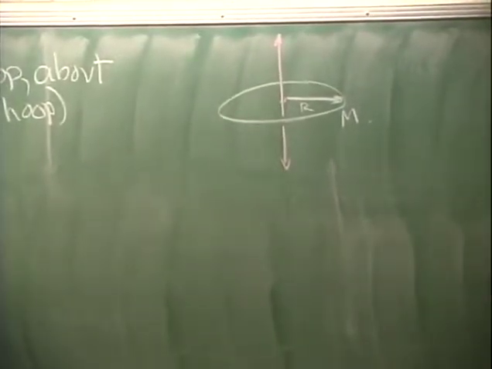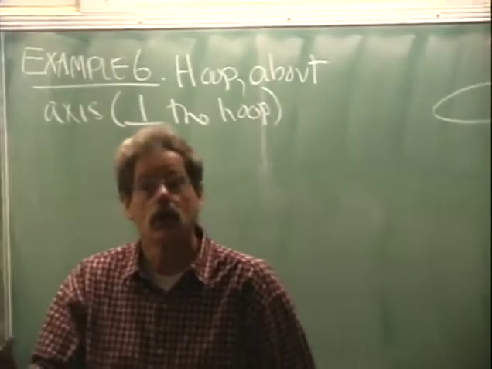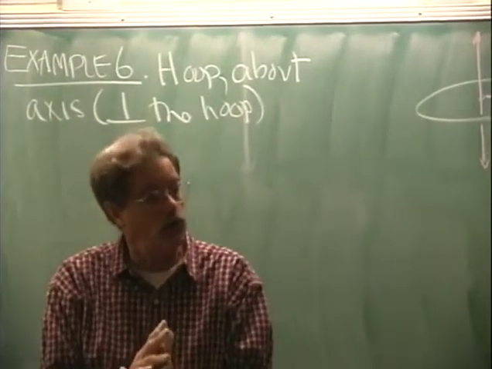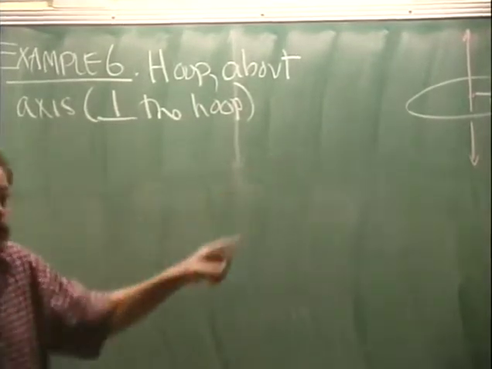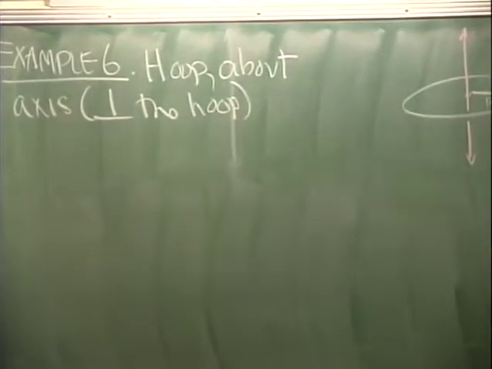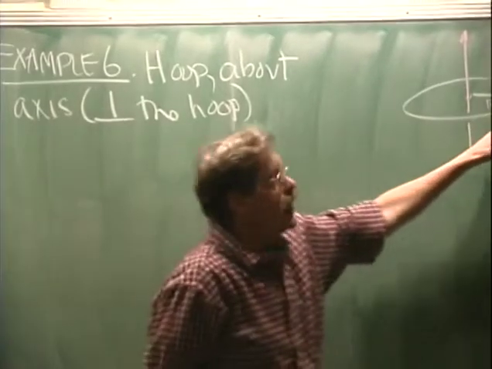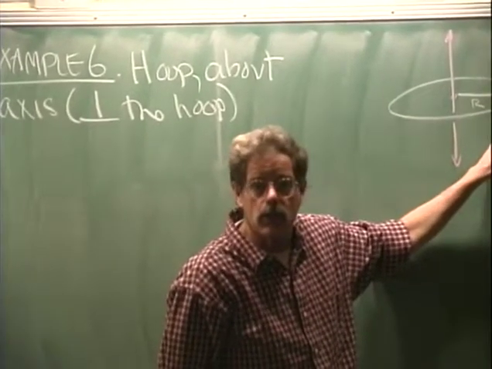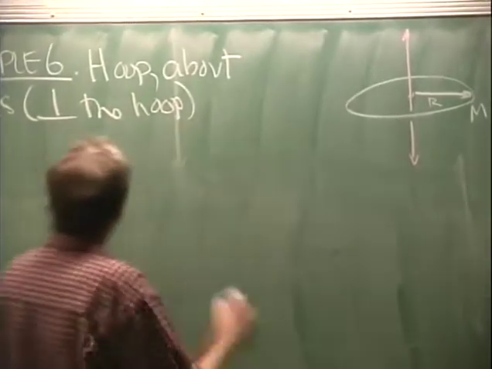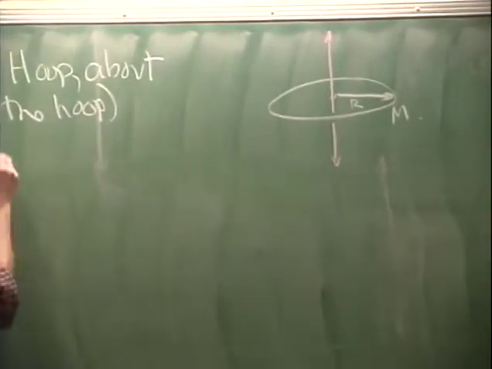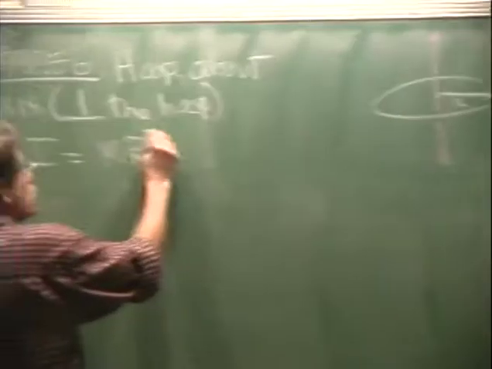Folks, the hoop is the simplest case there is. On an exam, you should always hope that they ask you for something or other about hoops, because the moment of inertia of a hoop is actually trivial. Isn't that right? Because every point on that hoop is out at the same distance from the axis, namely R. So the moment of inertia of that hoop is nothing but M R squared.